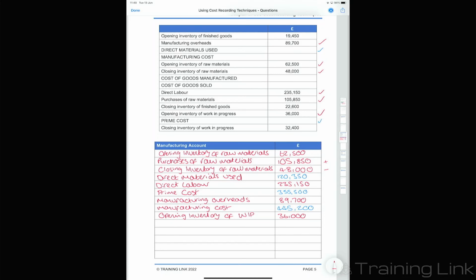And then we've got our closing inventory figure as well, and that's for the amount of 32,400. There we go. And what that will give us is our cost of goods manufactured.